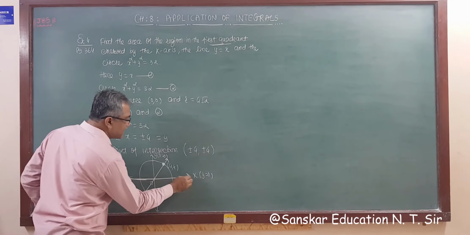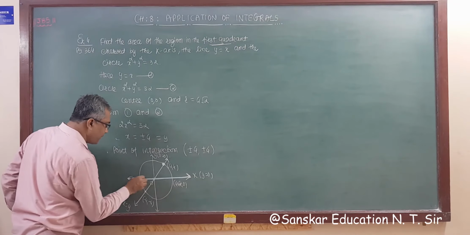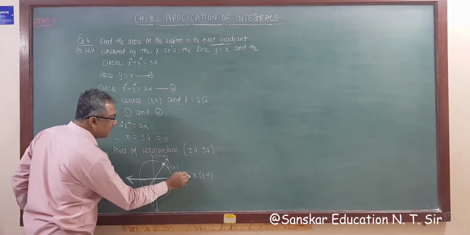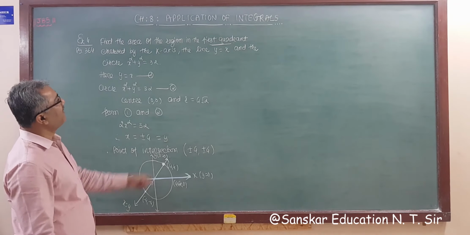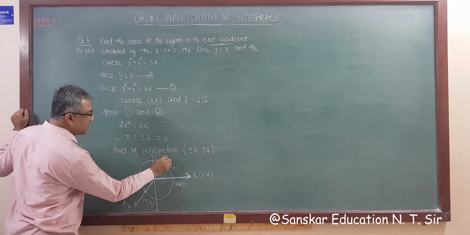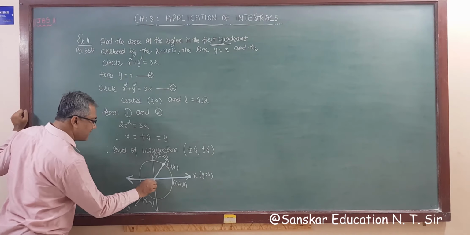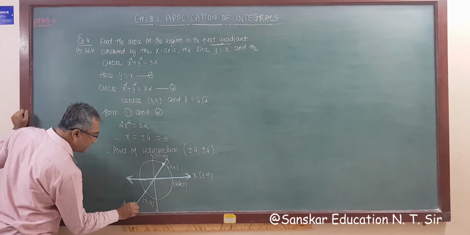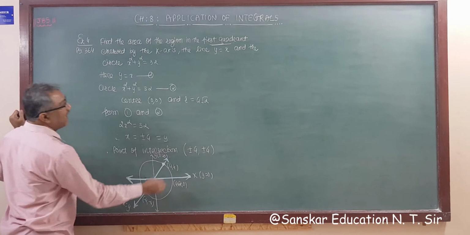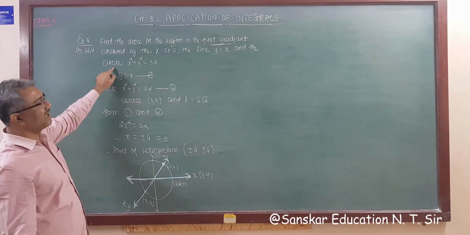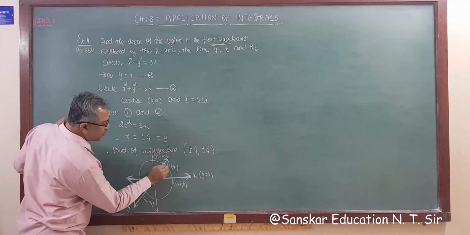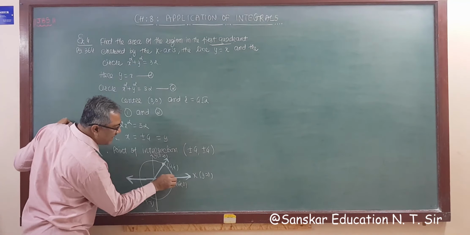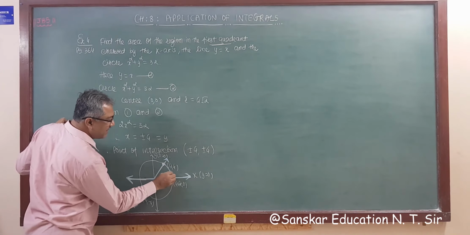So this is the x-axis, right? The line y is equal to x, and this is the circle. So we have to find out the area enclosed by this.